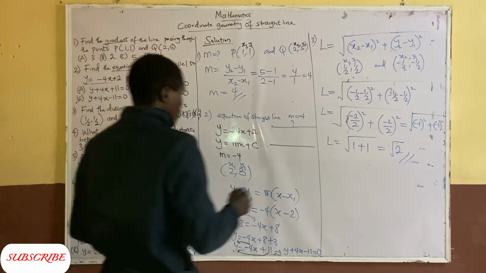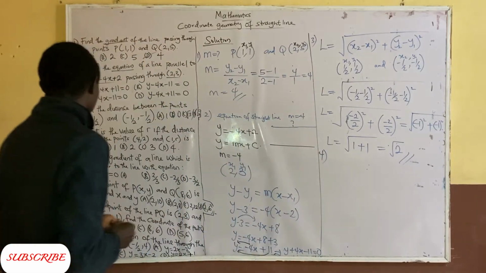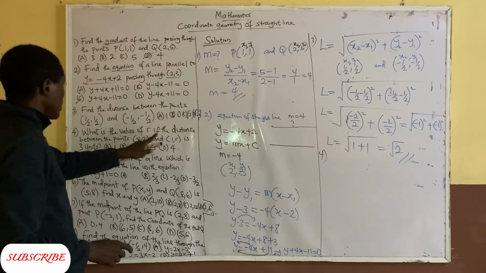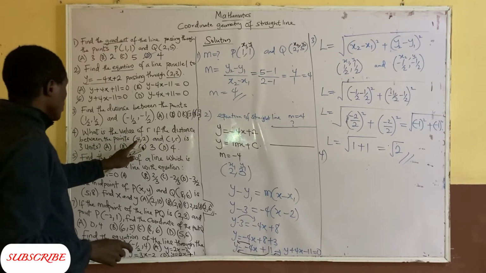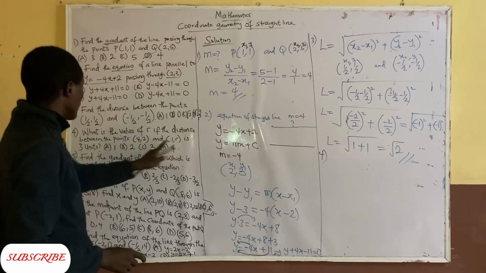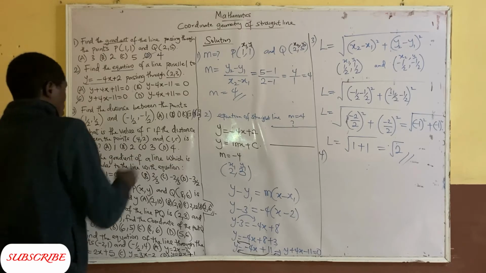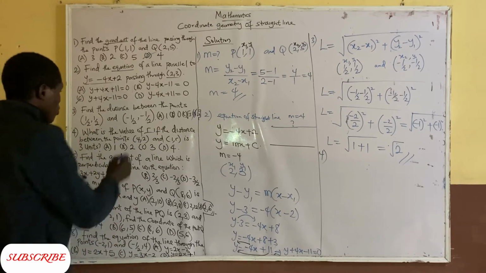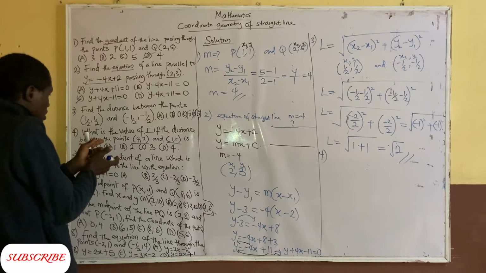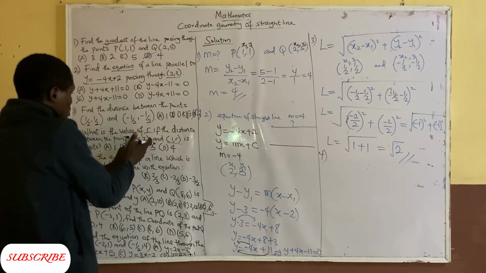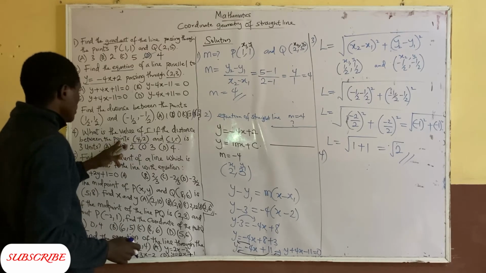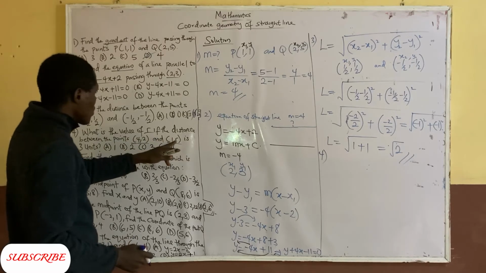Question number 4 says: what is the value of R if the distance between the points (4, 2) and (1, R) is 3 units? We are calculating the value of R, given the distance between these two points.